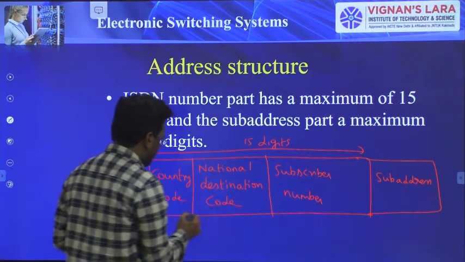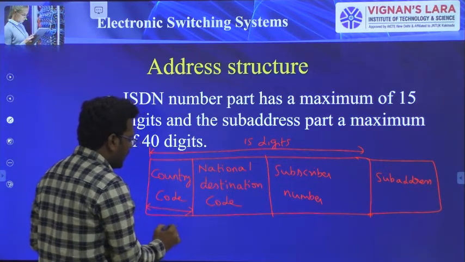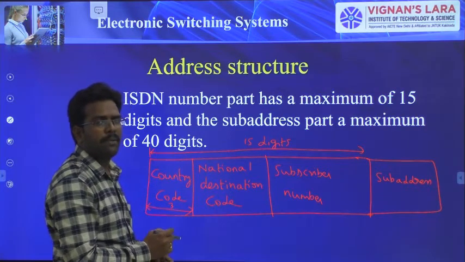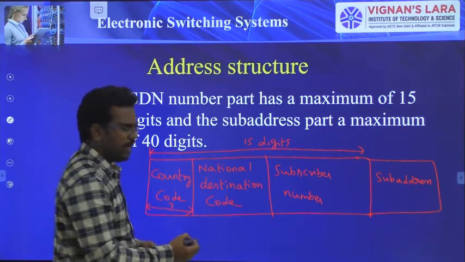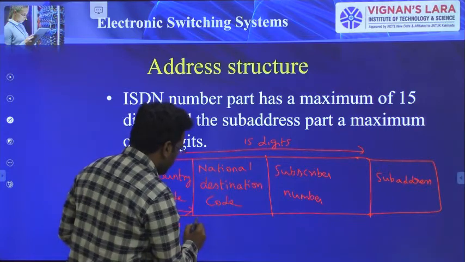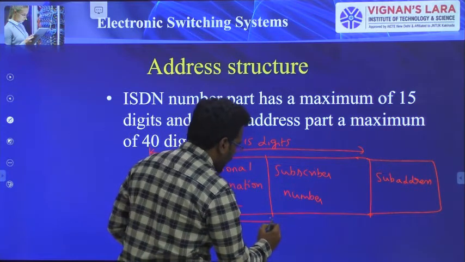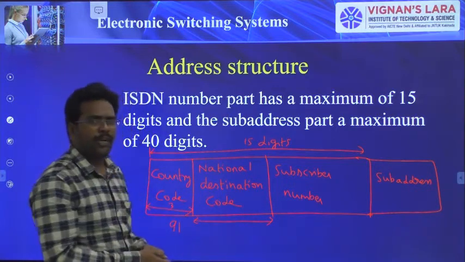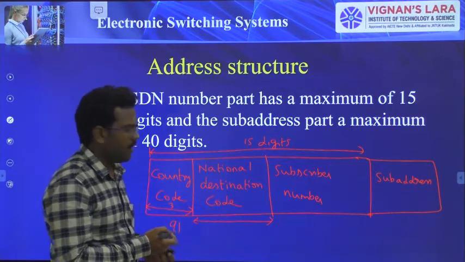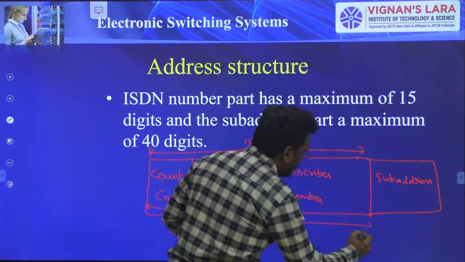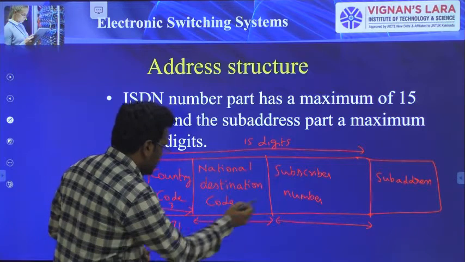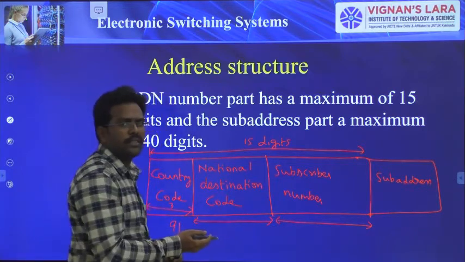Out of these 15 digits, according to guidelines from CCITT, the maximum number of digits given for the country code is 3. Maximum. It may be 1, 2 or 3 digits. If you take India, it uses 91. And this national destination code is similar to the national number in the telephone numbering plan, nothing but your area codes. And the last one is the subscriber number, which is nothing but the number we see in the telephone directories. And this length varies up to 12 digits.